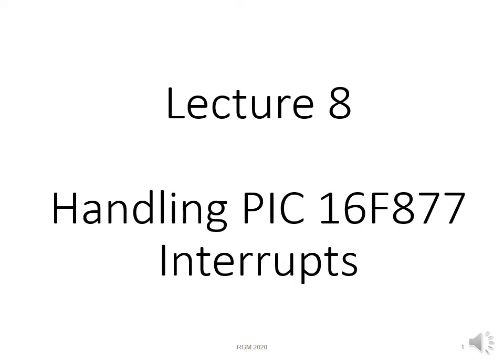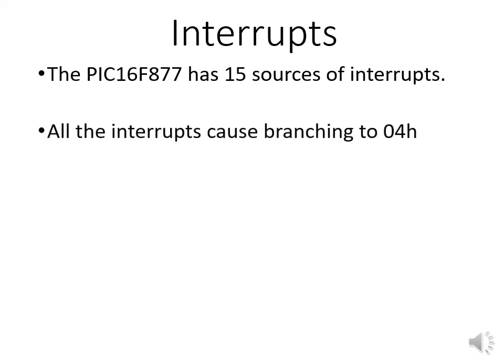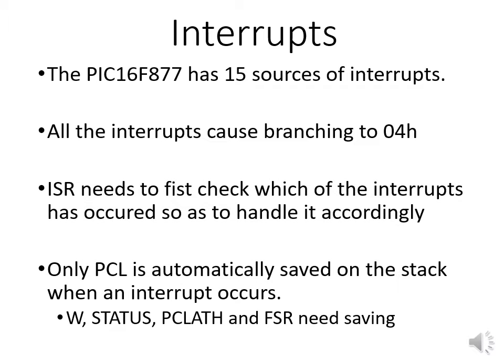In this lecture, we are going to look at the handling of interrupts on the PIC 16F877. The PIC 16F877 has 15 sources of interrupts. Most of these interrupts are generated during the operation of the various peripherals that are on the device. All these interrupts, when enabled, cause branching to address 04H. Therefore, the interrupt service routine must be located at address 04H.